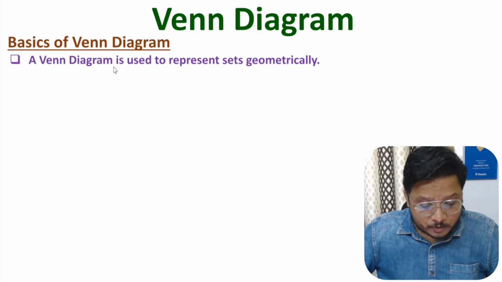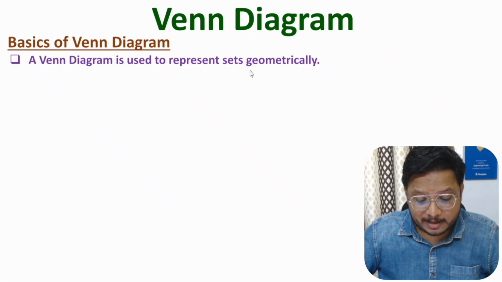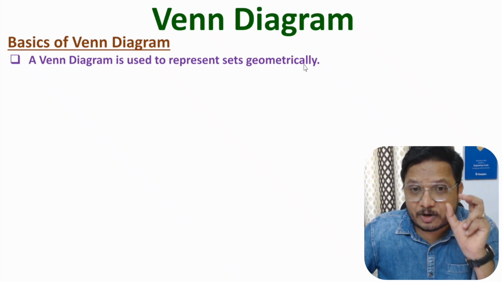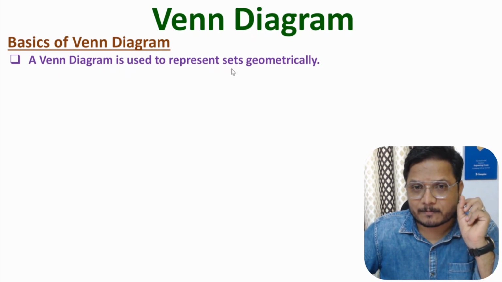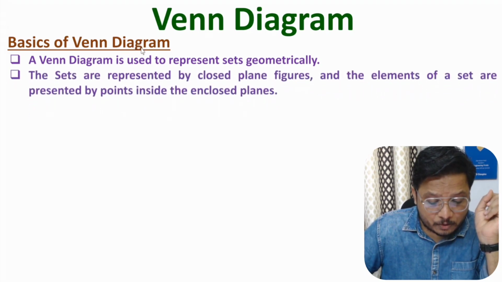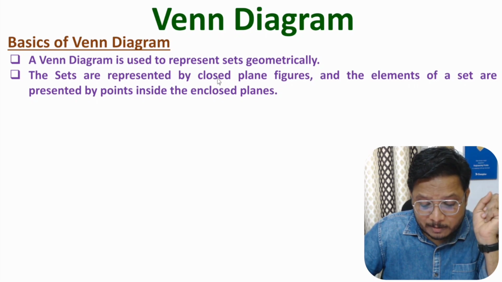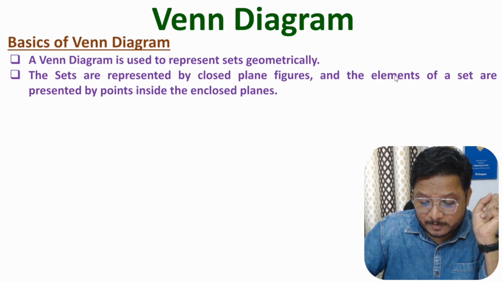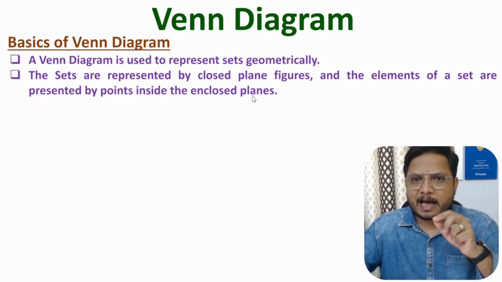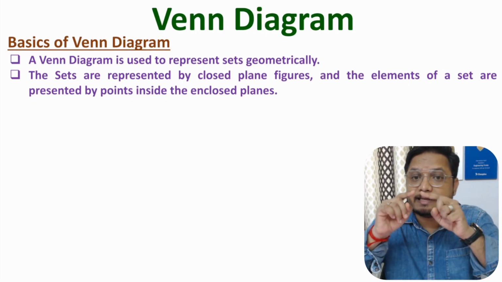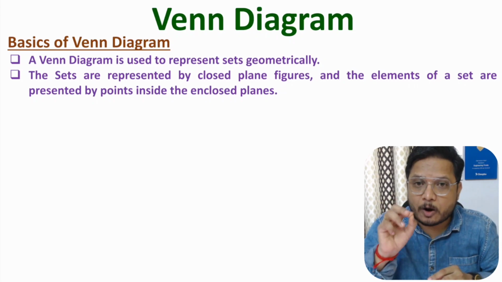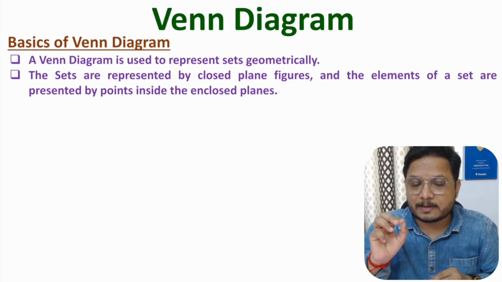See, Venn diagram is used to represent sets geometrically. So to represent sets geometrically, we use Venn diagram. Here, sets will be having variables. These sets are represented by closed plane figures and elements of sets are represented by points inside enclosed planes. So here we will be having enclosed planes by which we will be representing sets. And inside enclosed planes, by dots, we can represent variables, right?